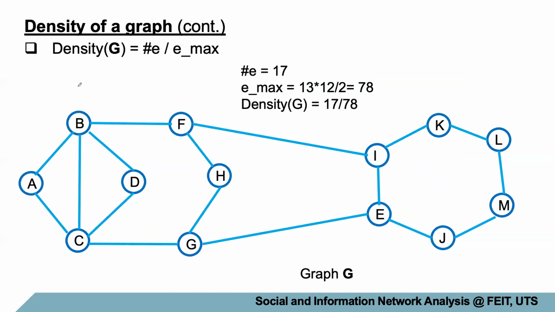So the density is defined like this. Emax is what we defined before. Then the density of a graph G is the number of edges in this graph divided by Emax. For example, in this upper network, we have 13 nodes. It is an undirected graph, so Emax will be 13 times 12 divided by 2, which is 78. And the number of edges, we have 17 edges. So the density is 17 divided by 78.